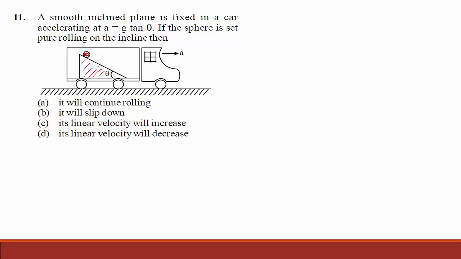This sphere will continue rolling on this inclined surface. This car is moving with certain velocity and it is accelerating at a equal to g tan theta. When the sphere is kept on the inclined surface and the car is accelerating, that means there is a change in its velocity. The velocity of the vehicle is changing, so it is accelerating. So when the sphere is kept on the inclined surface, it will continue rolling. So option A is correct.